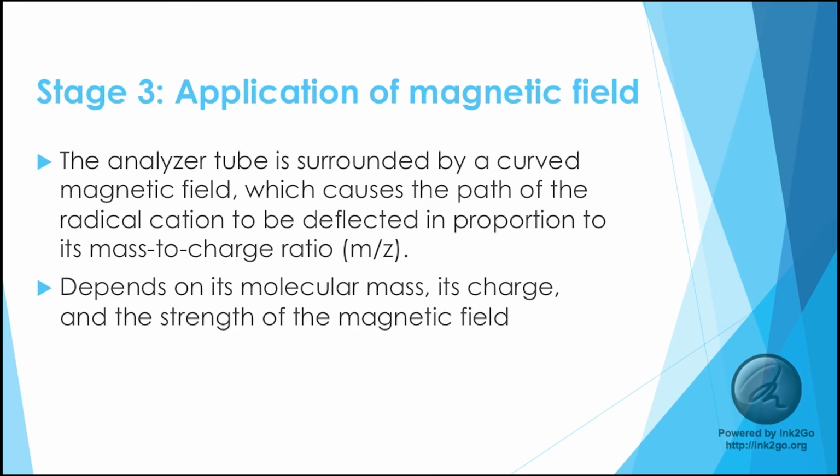The analyzer tube is surrounded by a curved magnetic field, which causes the path of the radical cation to be deflected in proportion to its mass to charge ratio. The flight path of the ion depends on its molecular mass, its charge, and the strength of the magnetic field.